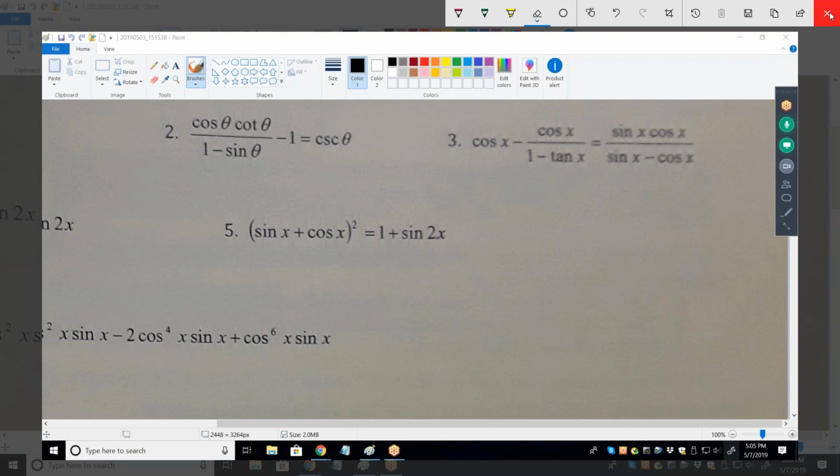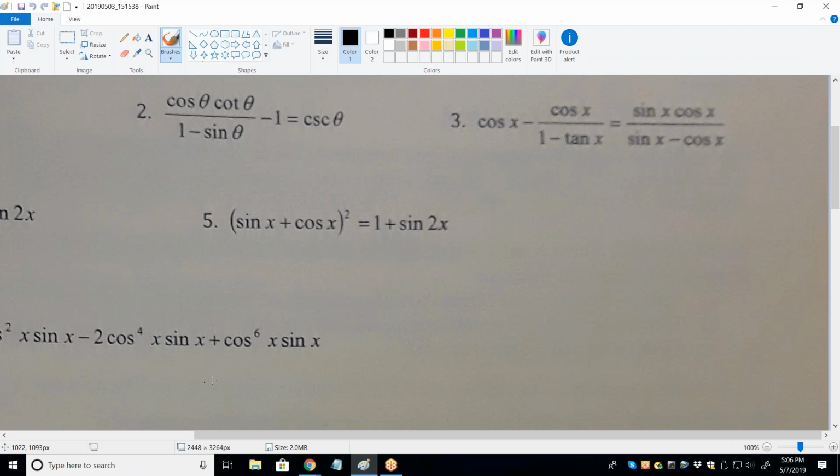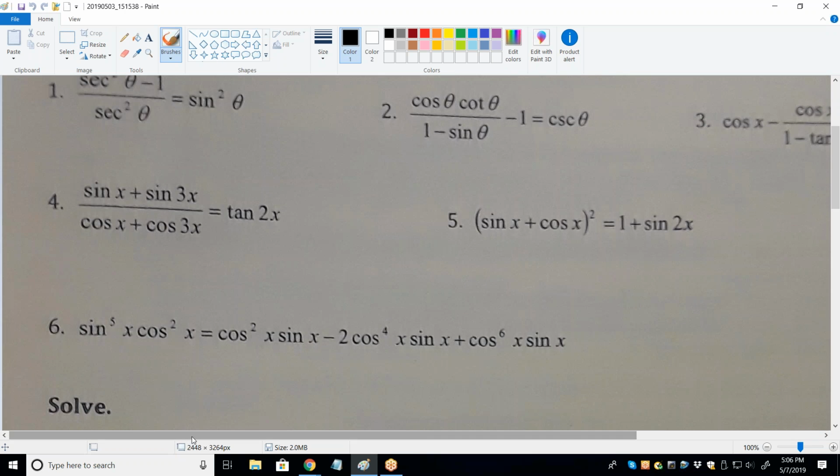All right. What I notice is that they've got some of these really crazy hard ones over here. For some reason, my cursor won't show up when I try scrolling left. How come? Oh, there it is. All right, like number 4. Okay. Now, when I first looked at this, I said, what in the world? Sine of 3x. And then I realized that this has to be a sum to product identity.